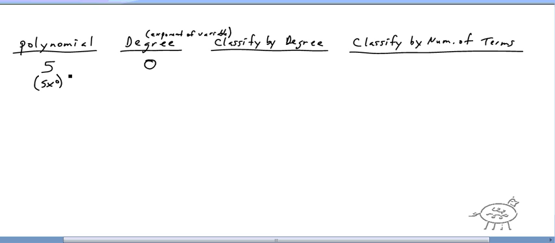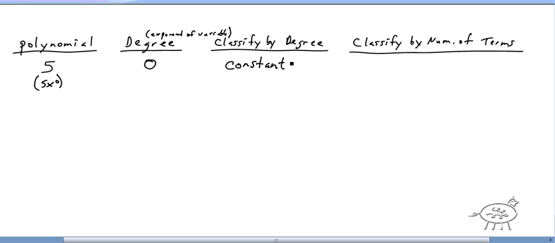Classify by degree. If the degree is 0, it's called a constant. Which makes sense because we have variables, which means it varies. Like x is a variable, I can give it any number I want, but if I give you the number 5, 5 is just 5. That's why it's constant. It'll never change. So classifying by degree, it is called constant.